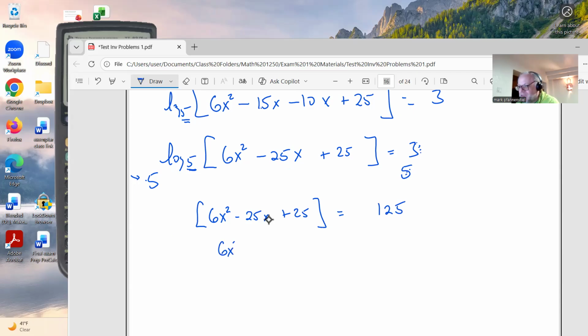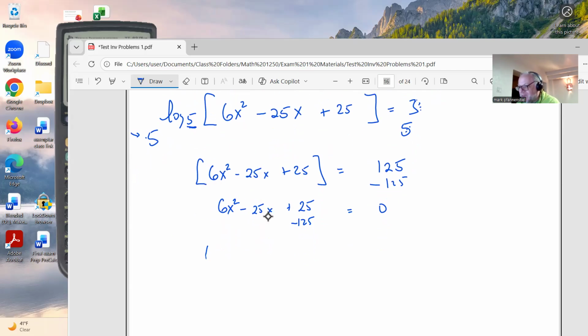So we have 6x squared minus 25x plus 25. We're going to subtract 125 from both sides and say that's equal to 0. So here we have 6x squared minus 25x, 25 minus 125, that's minus 100. And that's equal to 0.